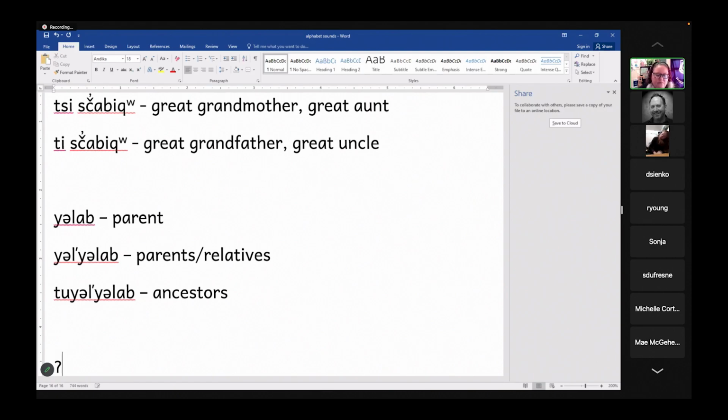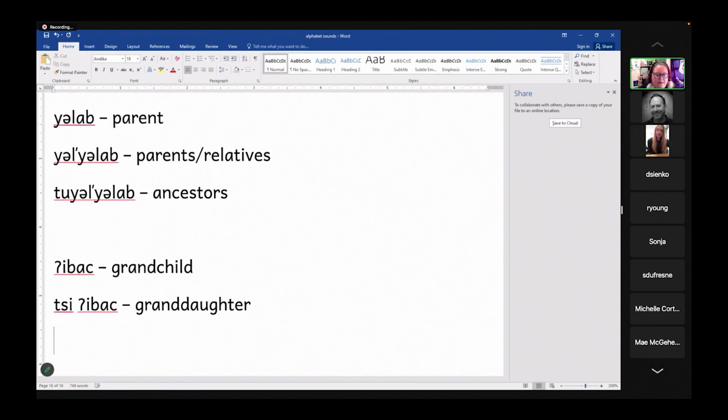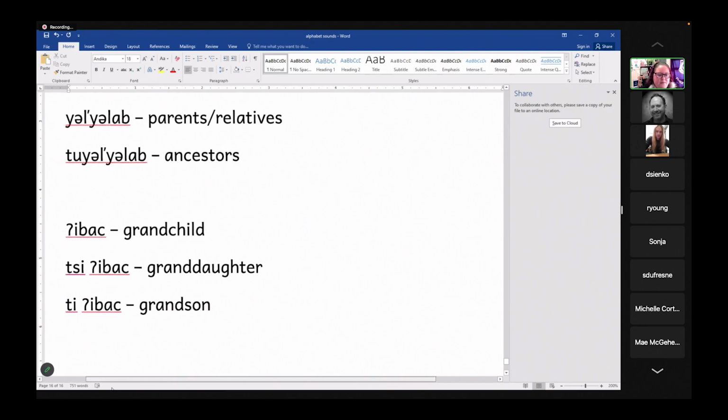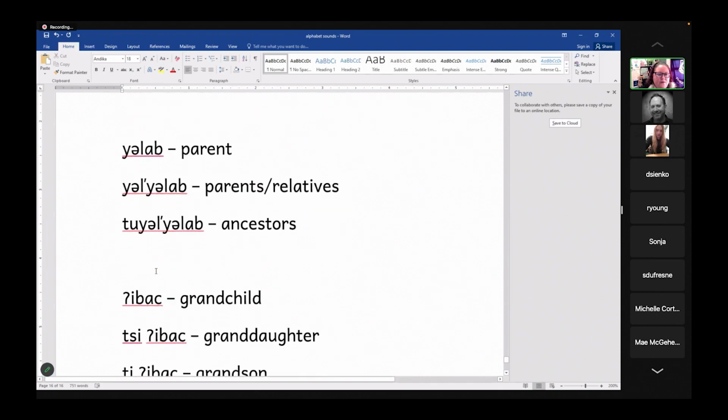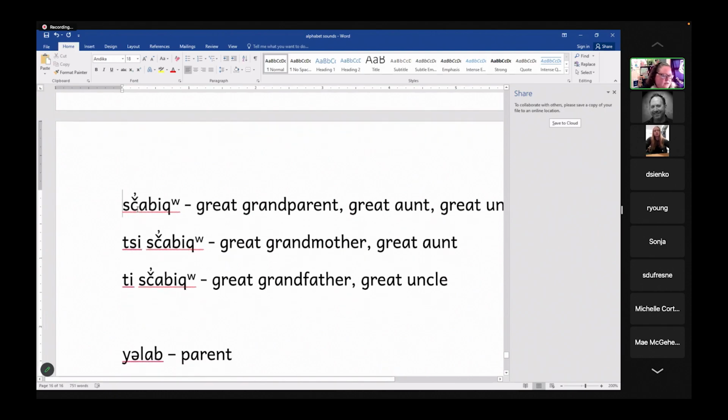Next, Ebats, which is grandchild. Capitals. Ebats, granddaughter. T Ebats, grandson. Okay. Ebats, C Ebats, T Ebats. So let's go right back to here and practice these ones.